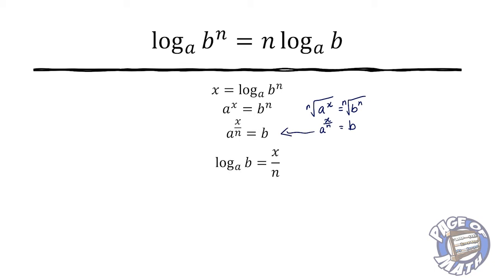Writing this in logarithmic form, you have your base a, which is here, is equal to b, which is here, and that is equal to your index, which is x over n. And now we want to make x the subject, so we transpose and we get x being equal to n times log base a of b. So n is multiplied by log base a of b to get x. And x was log a of b to the n, so this gives us our third rule.